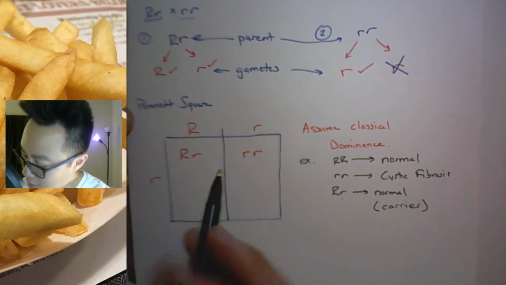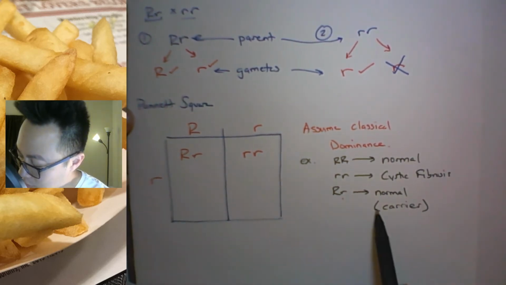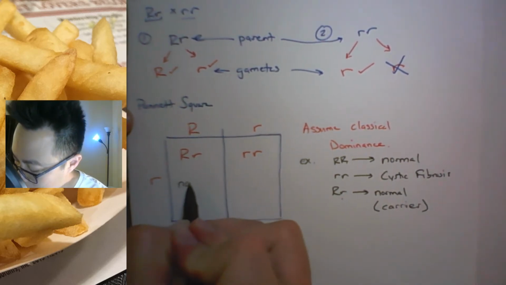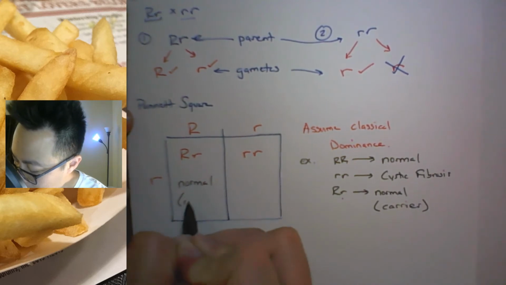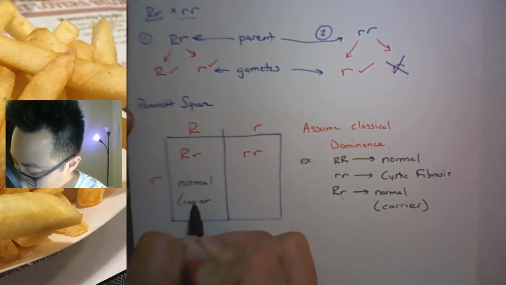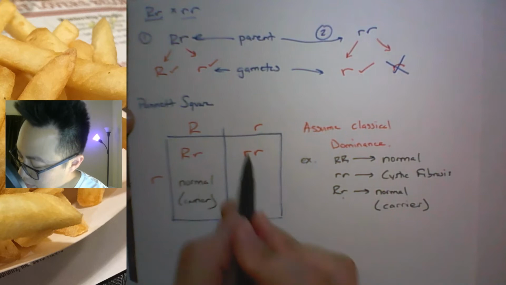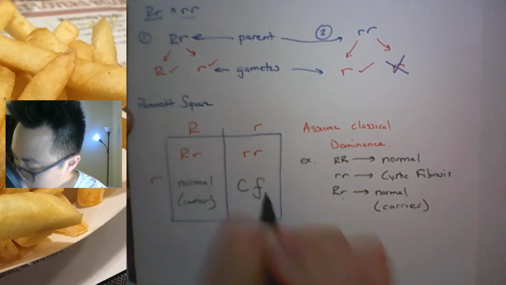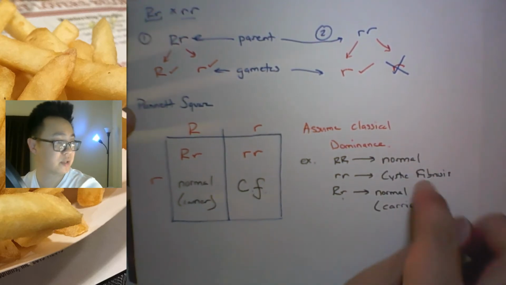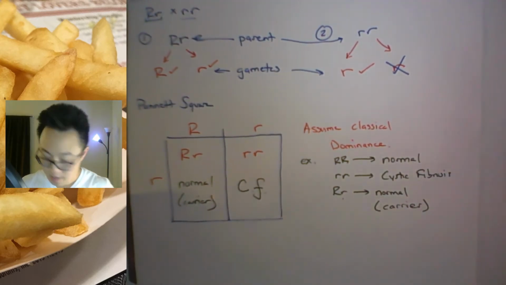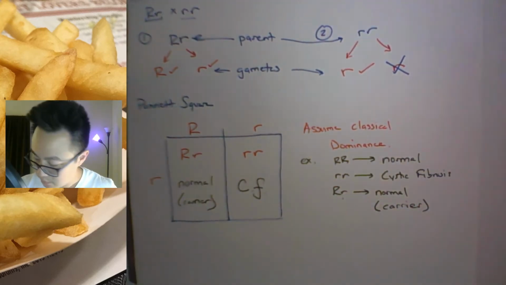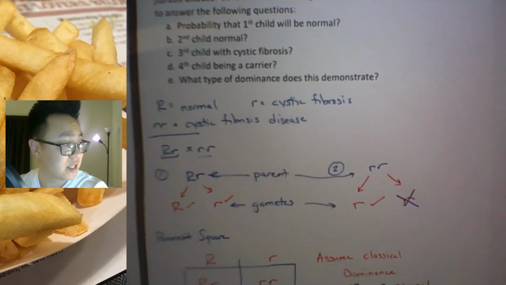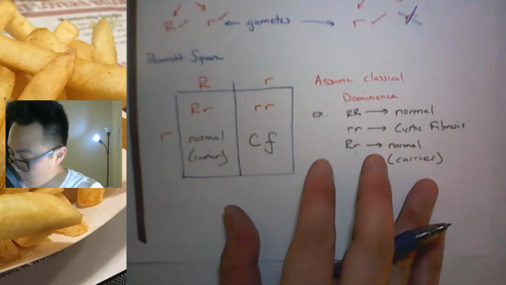All right, so here we go. We go back to our square. What phenotype is big R, little r? Well, according to my chart, it is normal, and I'm going to make a little note, carrier. And the little r here is an individual with cystic fibrosis. I'm just going to abbreviate here, cystic fibrosis. So question A: probably the first child will be normal.